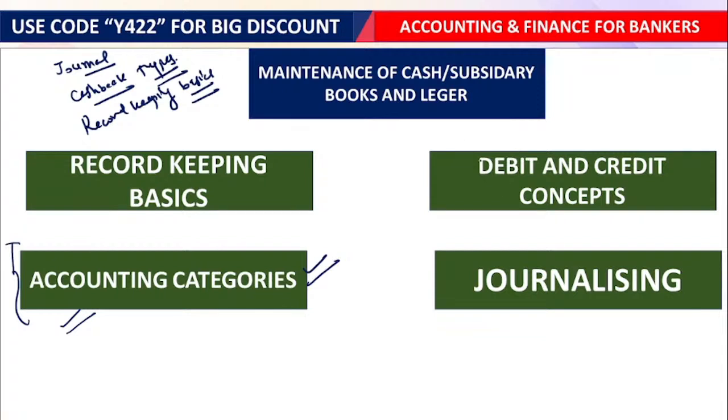After that, the debit and credit concept is also very important, and so is generalizing. In the record keeping basics, you have to understand recording, classifying, summarizing and the different things about them. And in accounting categories, you have to understand what the golden rule of accounting says for every account: personal account, real account, nominal account. So all of these are important.